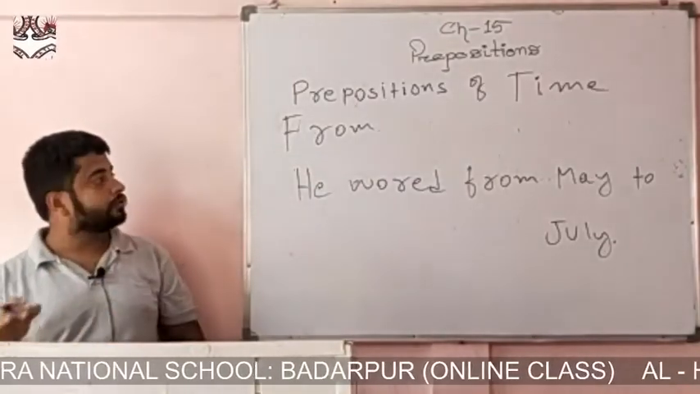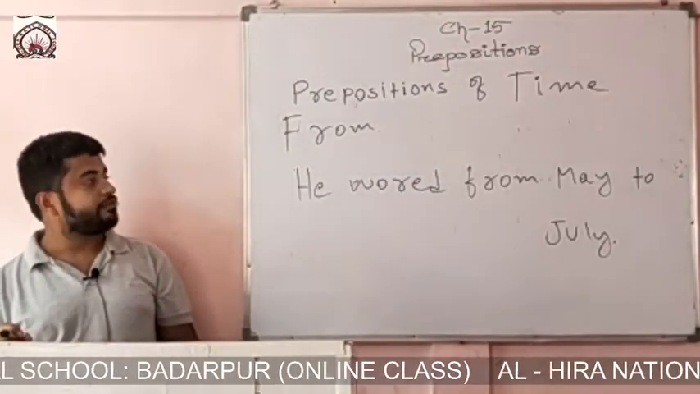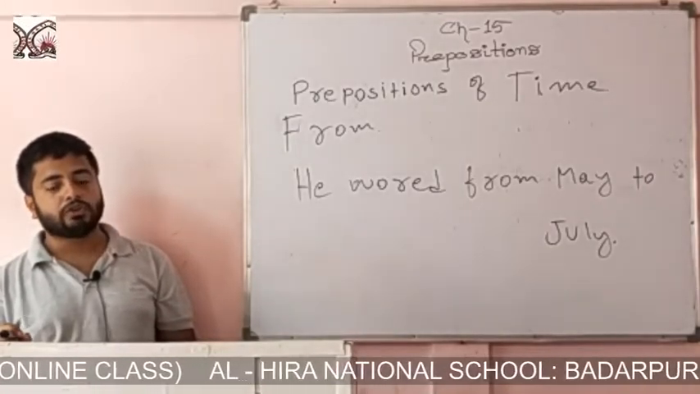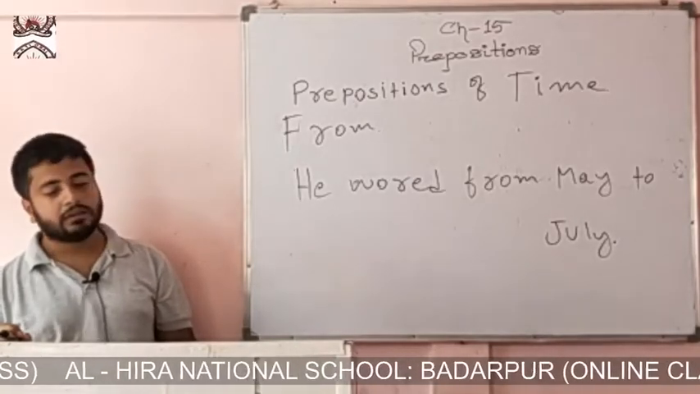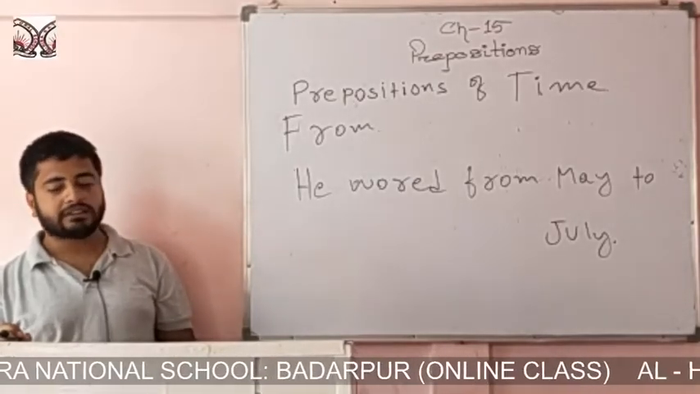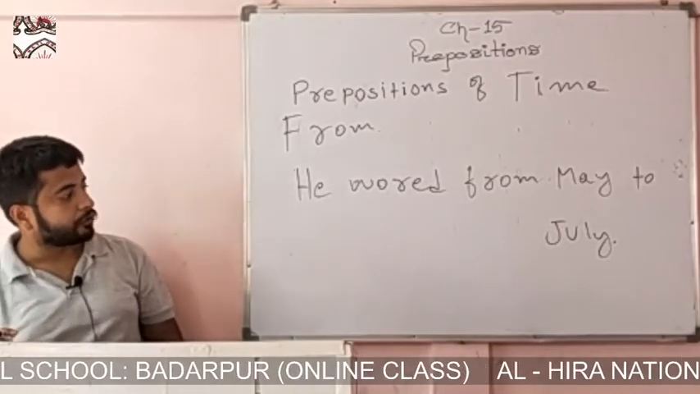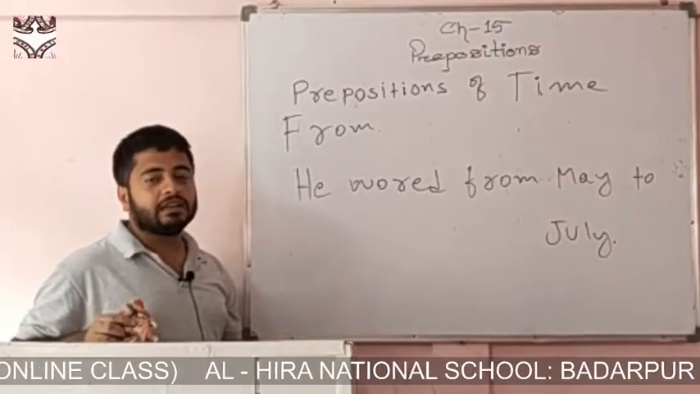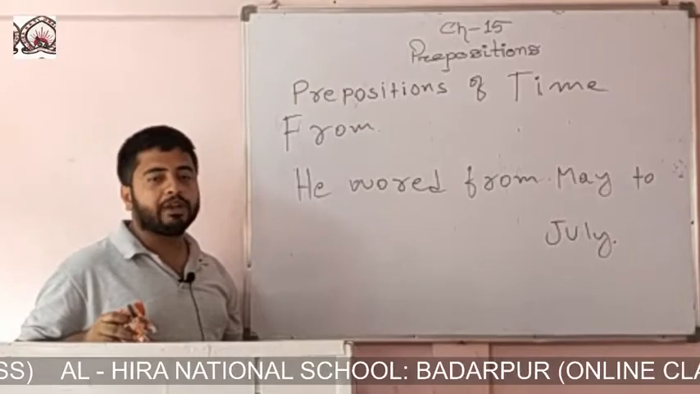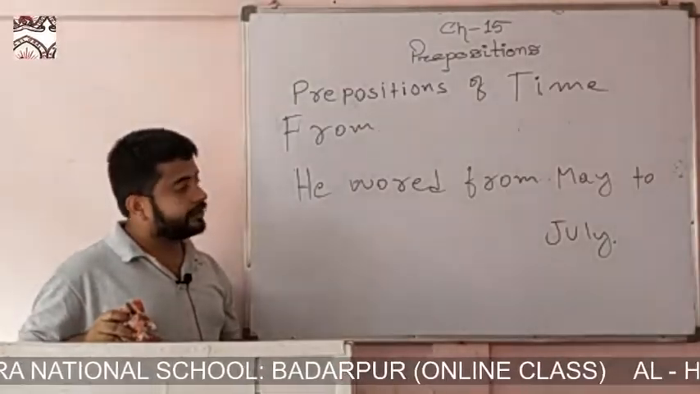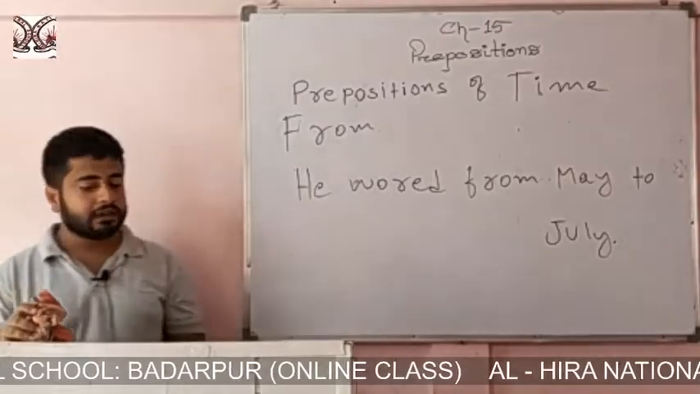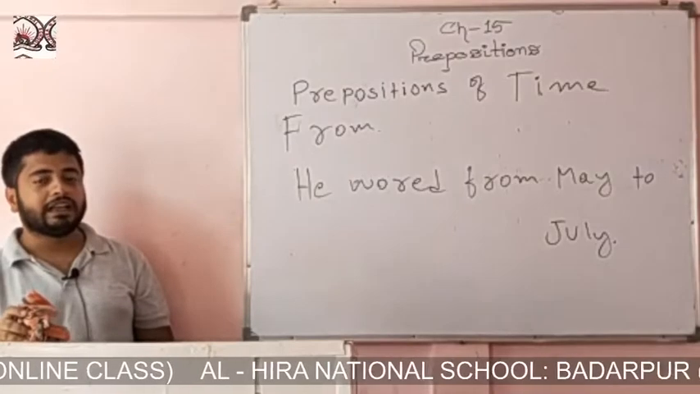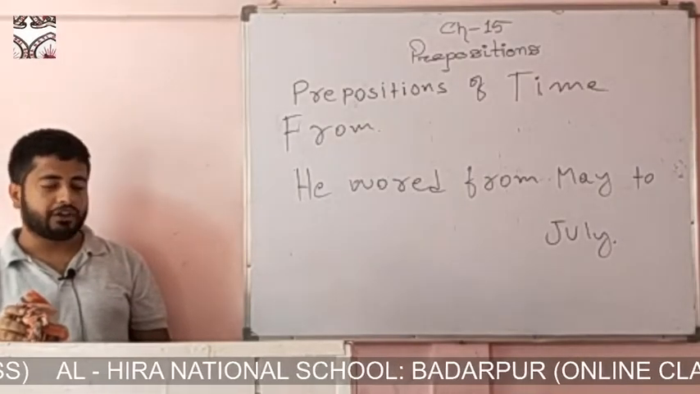So where are we to use the preposition from? It is used to show the time when something starts. He worked from May to July. Or another example, he will stay there from 10 a.m. to 5 p.m. Moving to the next preposition. The next preposition is till or until.